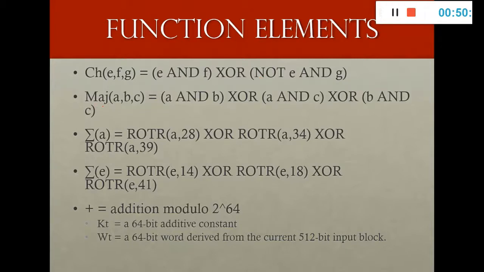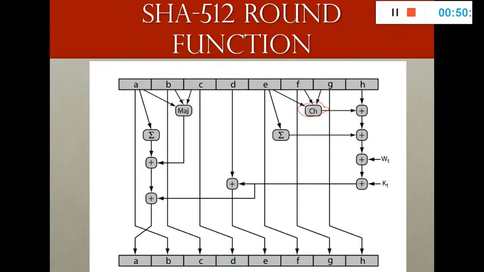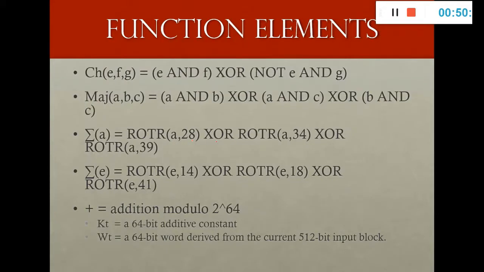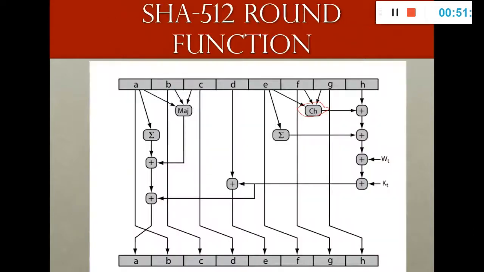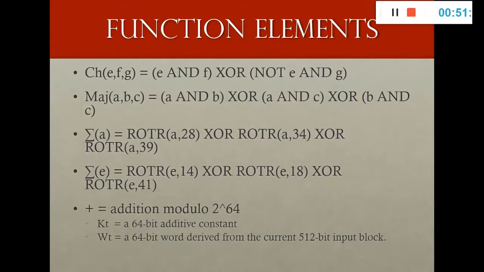Then MAJ, majority of A, B, and C. So majority is here, A, B, and C. And then you rotate A by 28, XOR with rotate A by 34, XOR with rotate A by 39. So this is this one function. And this is summation A and this is summation E. You have a summation A here and a summation E. The function is rotate A by 28, XOR with rotate A by 34, XOR rotate A by 39. Rotate the shift register A, the 64-bit register A. This one rotates 64-bit register E.